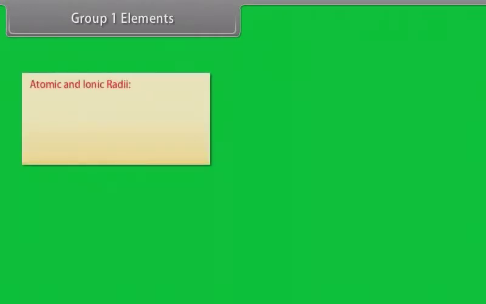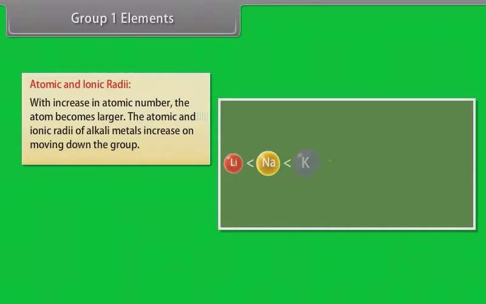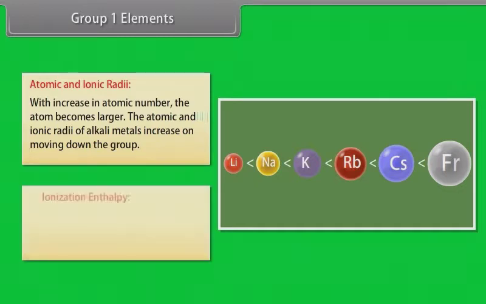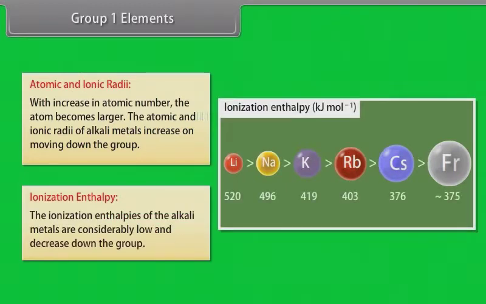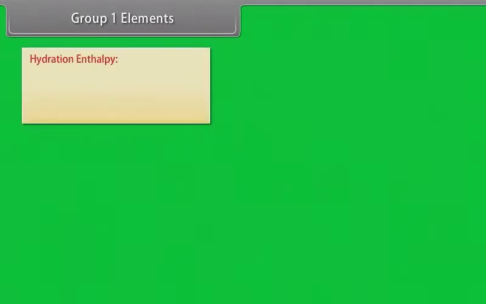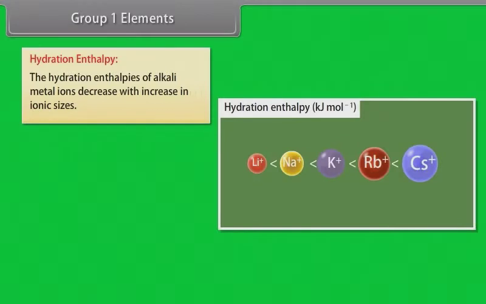Atomic and ionic radii. With increase in atomic number, the atom becomes larger. The atomic and ionic radii of alkali metals increase on moving down the group. Ionization enthalpy. The ionization enthalpies of the alkali metals are considered low and decrease down the group. Hydration enthalpy. The hydration enthalpies of alkali metal ions decrease with increase in ionic sizes.